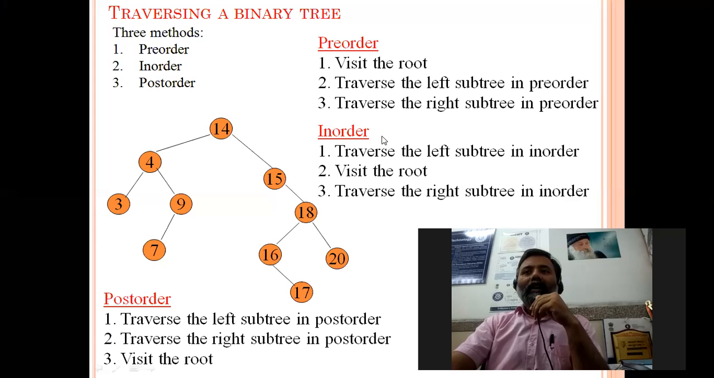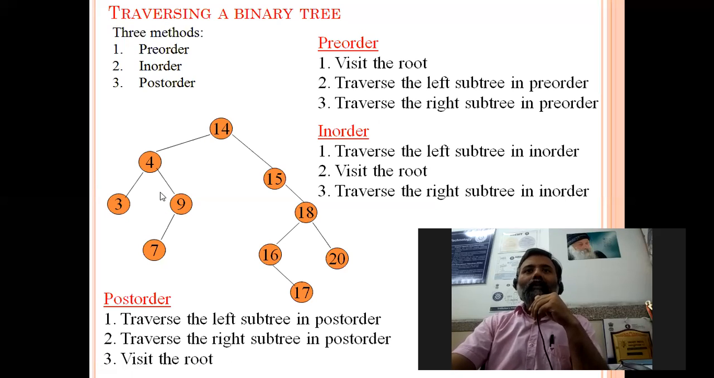Similarly, in in-order traversing, we will traverse the left subtree in order, then the root node, and at last traverse the right subtree in order. In post-order traversing, we will traverse the left subtree in post-order, then the right subtree in post-order, and after that visit the root node. So these are the three traversing methods we have for a binary tree.